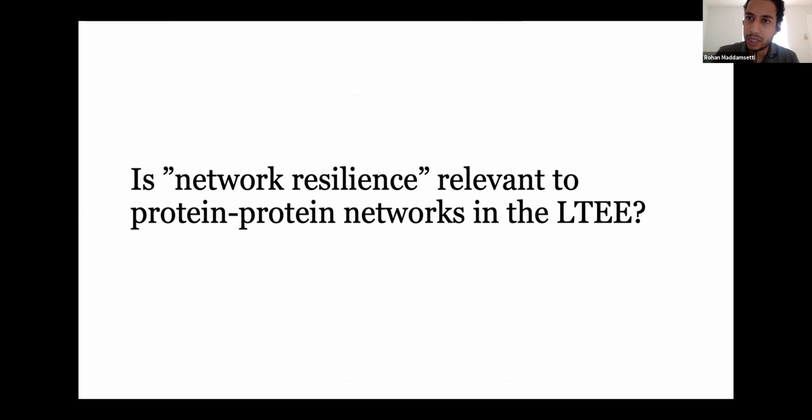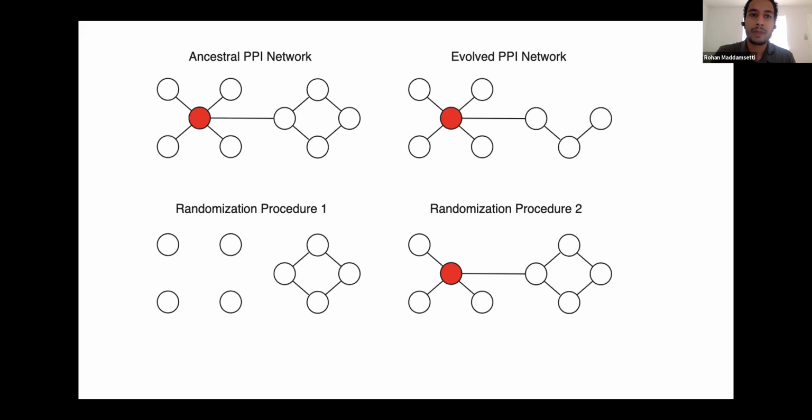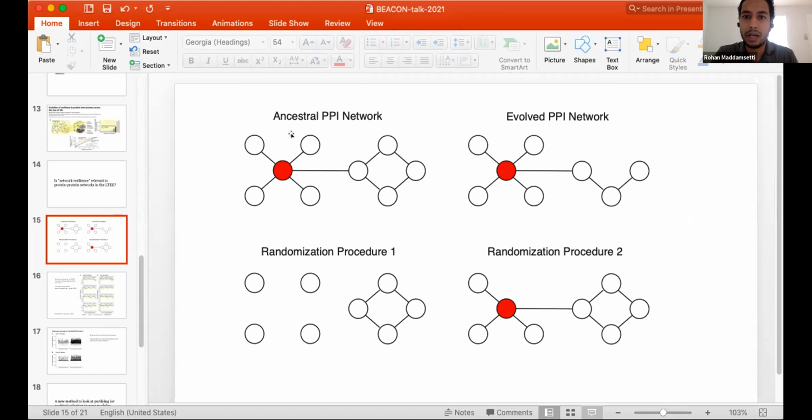coli protein-protein interaction network, and we know what genes in Rich's experiment are affected by mutations that break proteins, so mutations which are removing nodes from the protein-protein interaction network. Essentially, I'm just asking whether this notion of resilience is at all relevant to the protein-protein interaction network that evolved in the long-term experiment. Imagine we have an ancestral protein-protein interaction network. Over time, mutations are removing those nodes. These red dots represent genes which are essential, that you can't take out.